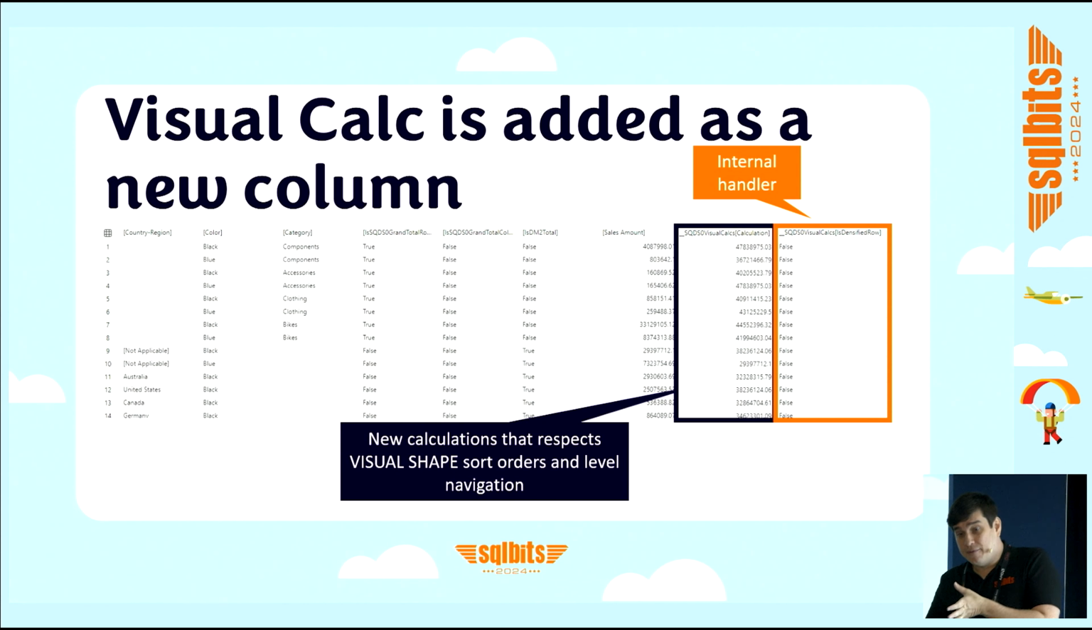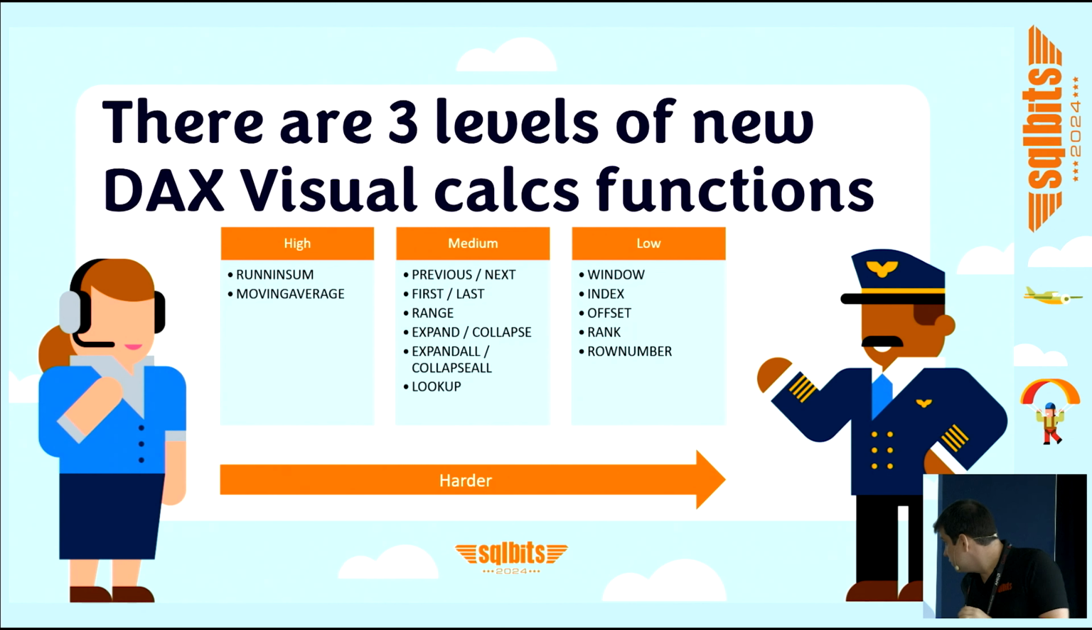So there are new functions that visual calculations introduced. Are you hearing me? Okay. There are new functions that visual calculations introduced, which is all of the functions that we saw. They're categorized into high, medium, and low-level functions. When you go to the low-level functions, it becomes a little bit harder. The high and medium are visual calculation exclusive. You cannot use them in regular DAX.